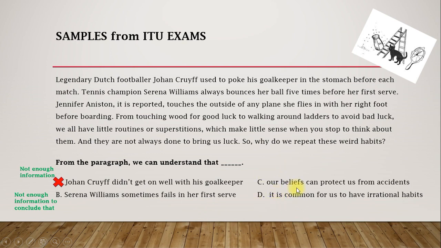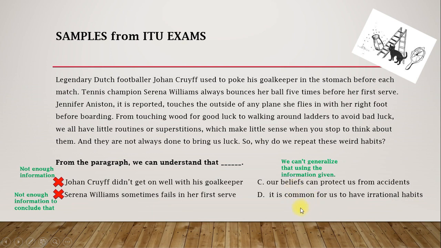Our beliefs can protect us from accident. We can't infer this from the paragraph, so C can't be the correct answer either. We can't generalize that using the information given. And D, it is common for us to have irrational habits.